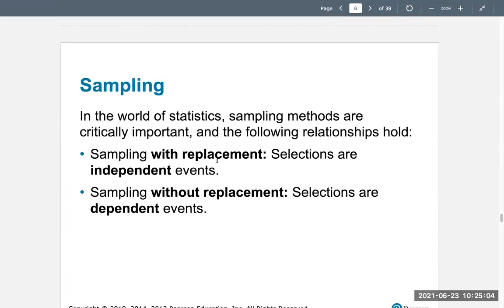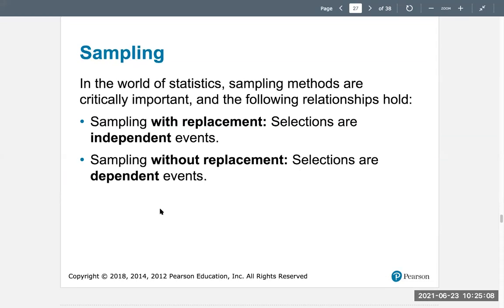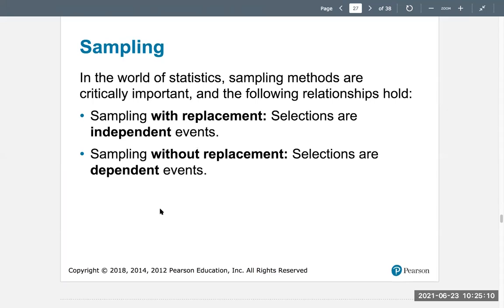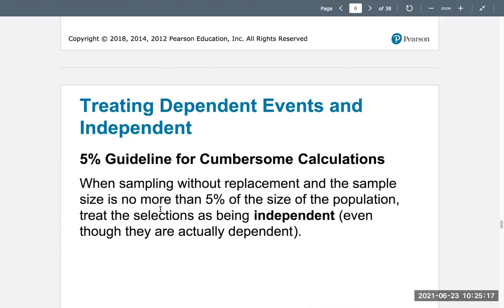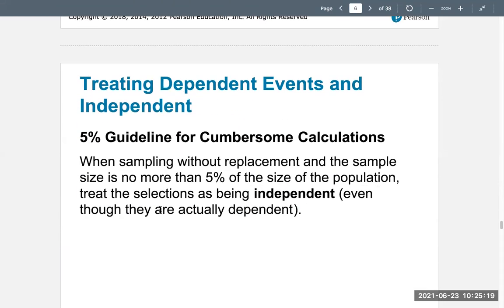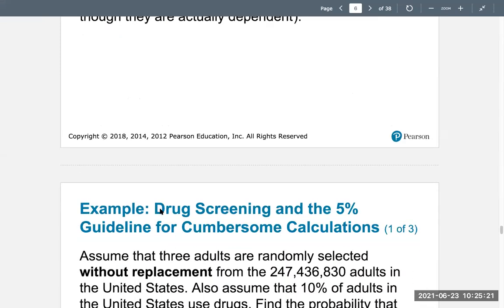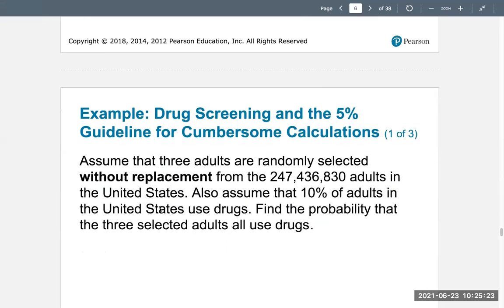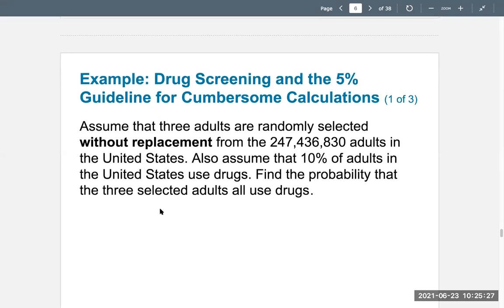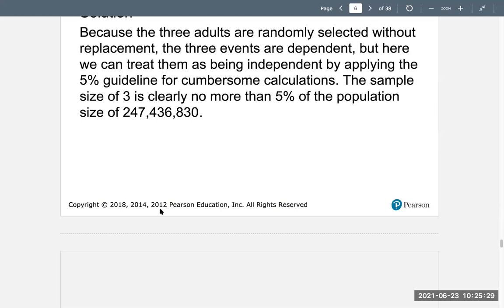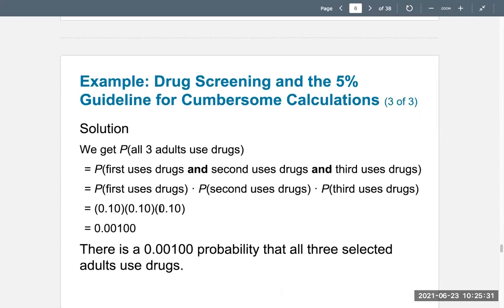So sampling with replacement is independent, and without replacement is dependent, because when you draw one, the pool would have fewer items in it. Okay. So let's just do another problem.